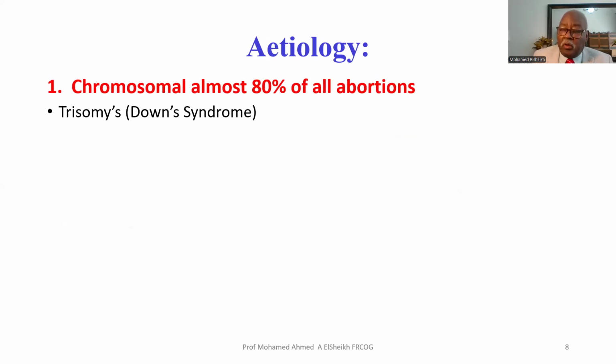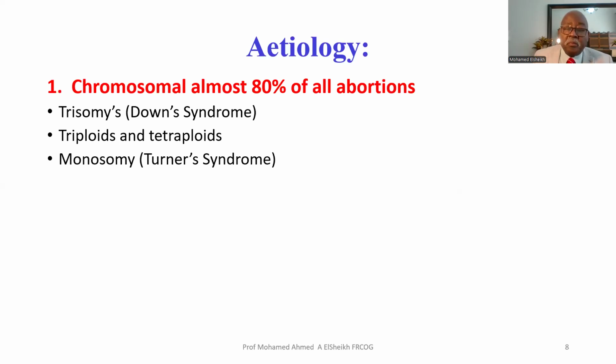Almost 80%, as we have said, are due to chromosomal abnormalities, which could be diagnosed, of course, after taking the products of the abortus and then doing chromosomal analysis on it. Common chromosomal abnormalities: Down syndrome, triploids and tetraploids, monosomy, that's Turner syndrome. So these are the common ones. Down syndrome, a lot of them will be miscarried or aborted. Turner syndrome and others. Translocation, which is hereditary.